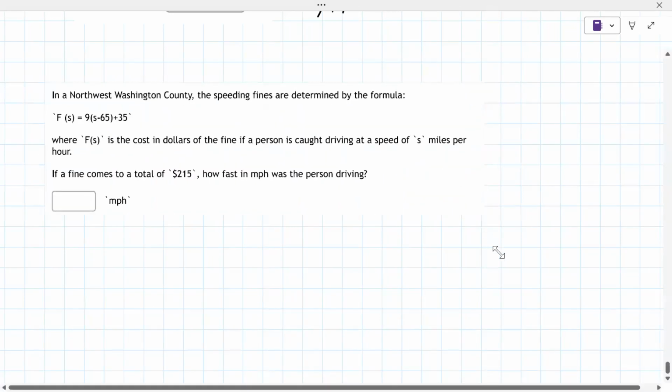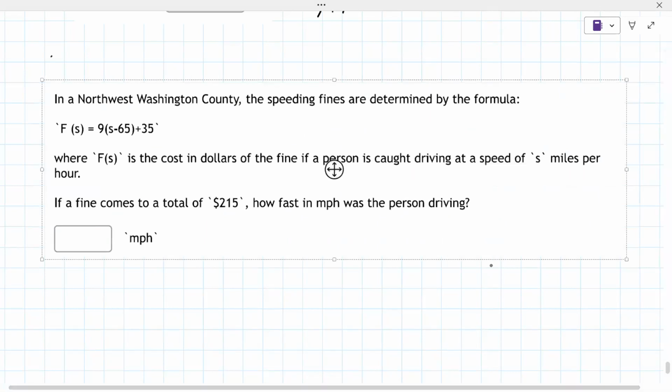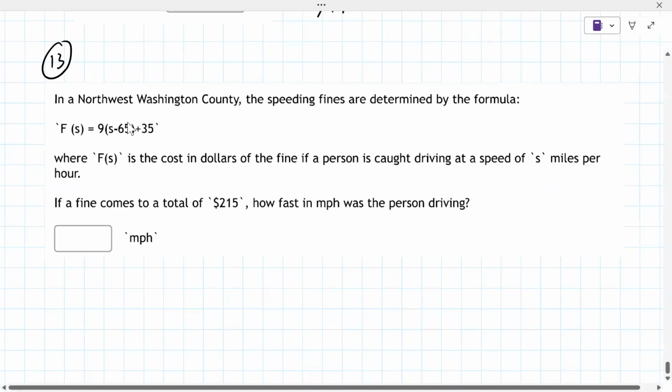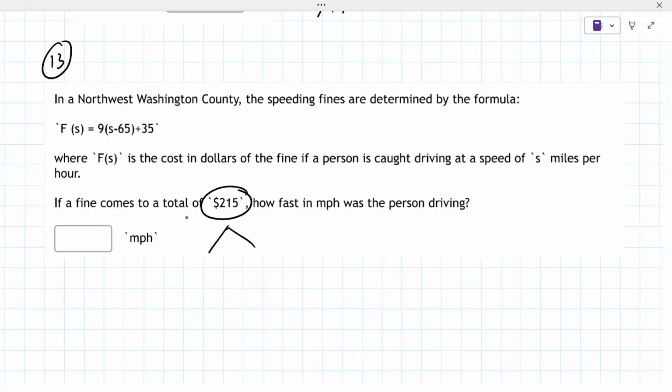So 13 here says, in Northwest Washington County, the speeding fines are determined by the formula f of s equals 9 times (s minus 65) plus 35, where f of s is the cost in dollars of a fine for a person caught speeding s miles per hour. The fine comes to a total of $215. How fast was the person driving? So you've got to figure out, is this s or is this f of s? Sometimes the units are the easiest way to figure it out. Is it dollars or is it miles?